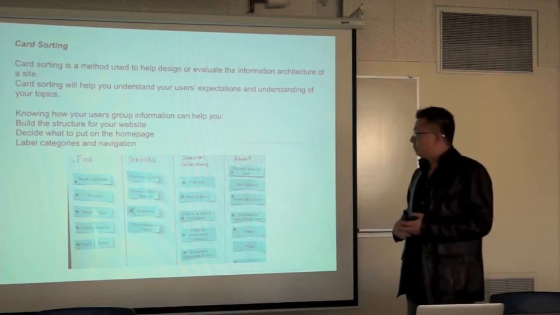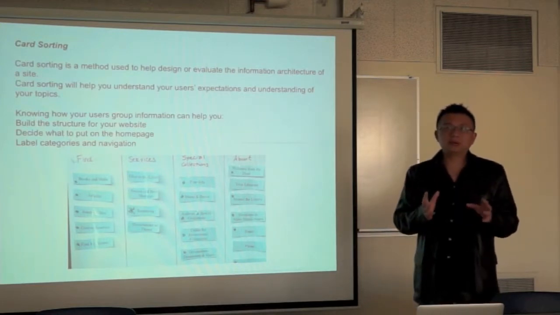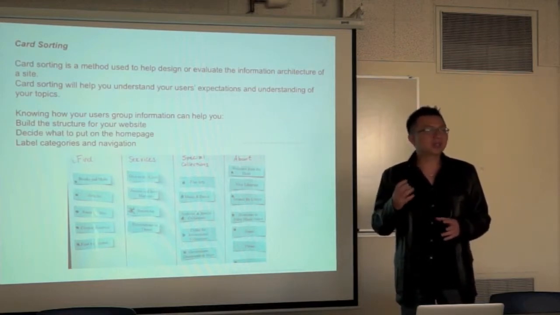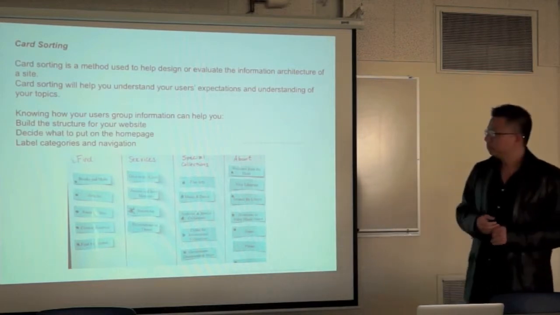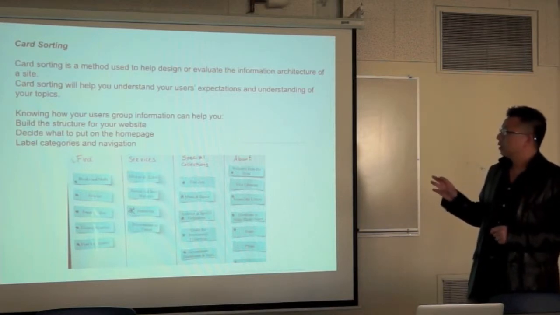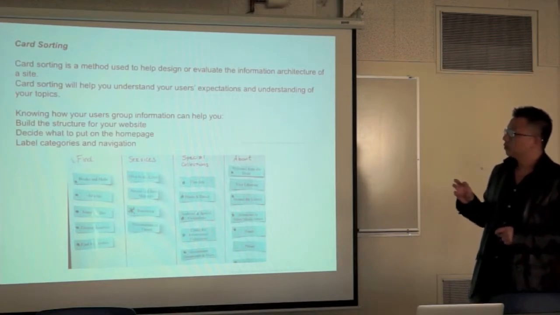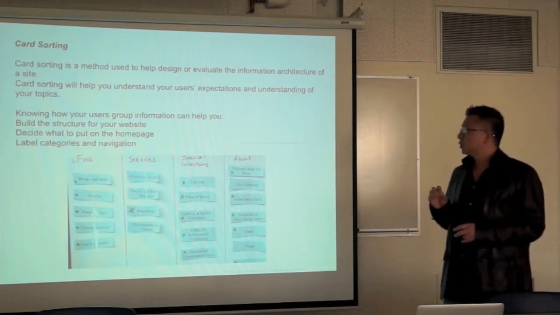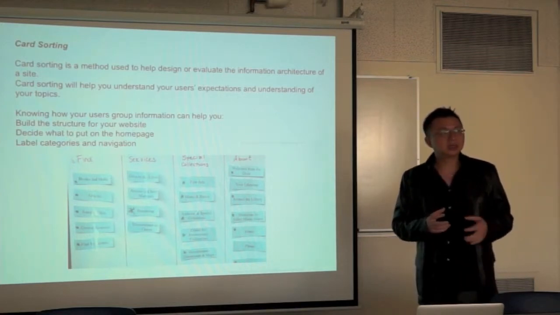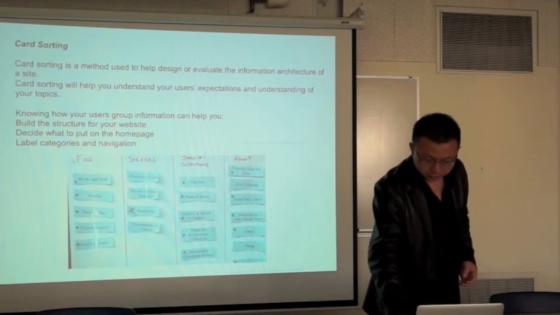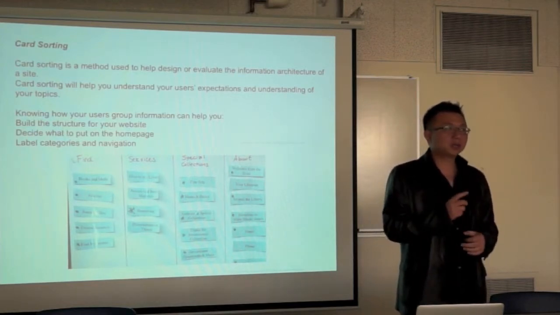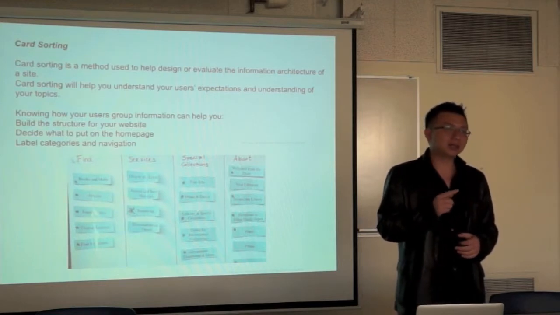But how do you group them, how do you organize them? This is normally for websites; mobile doesn't have that many pages. But card sorting is for you to organize information, build a structure for your website, decide what to put on each page, labels and categories, navigation. But even a mobile site is simple. If you really spend time to design, how many pages do you think they would have?